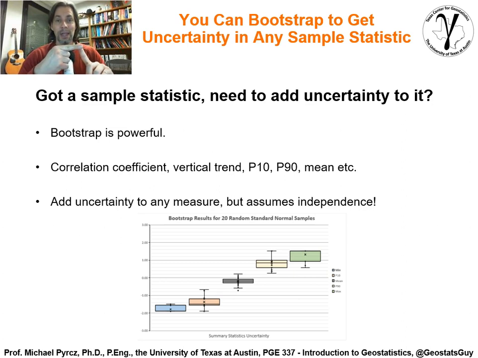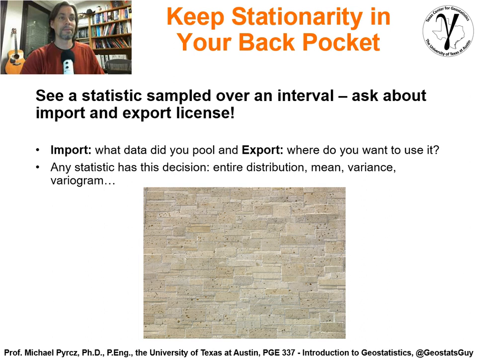It assumes representativity of the sample. You have to have enough samples that you actually have a pretty good understanding of the distribution, statistics, and so forth. But it's very powerful. In this example in Excel, we showed that we could add uncertainty to the min, the max, the P10, the mean, P90, anything we want to add uncertainty to.